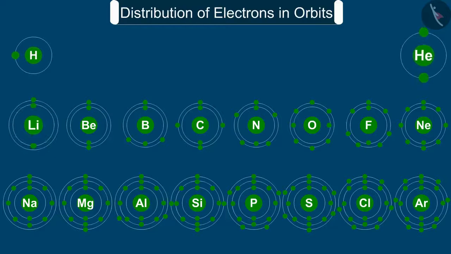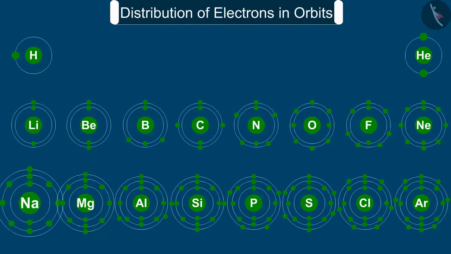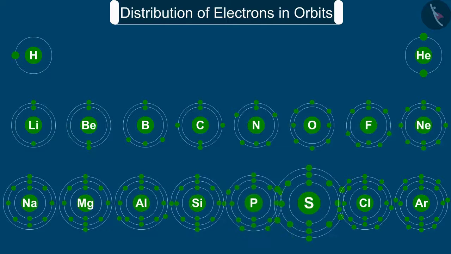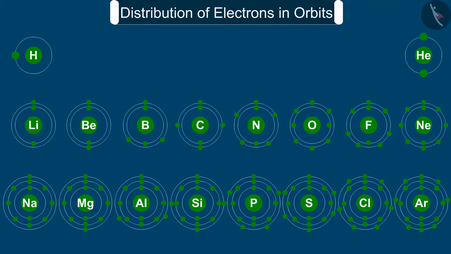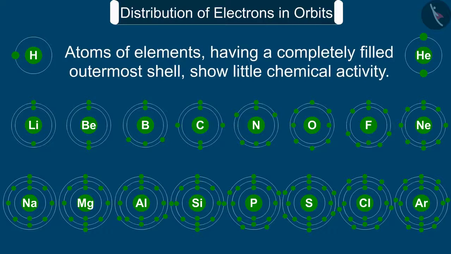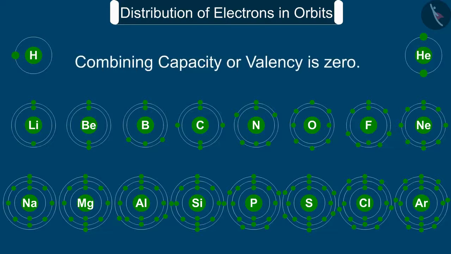We have learned how the electrons in an atom are arranged in different shells or orbits. The electrons present in the outermost shell of an atom are known as the valence electrons. We also know that the outermost shell of an atom can accommodate a maximum of 8 electrons. It was observed that the atoms of elements having a completely filled outermost shell show little chemical activity. In other words, their combining capacity or valency is 0.